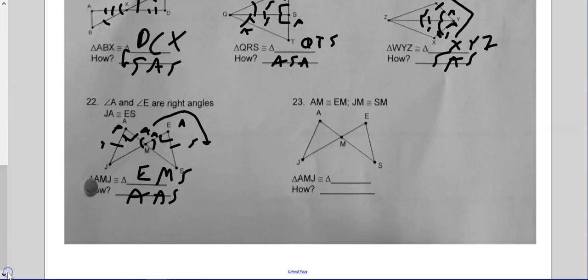Last one. We are given AM is equal to EM. So we mark those. We're also given that JM is equal to SM. Notice these are the same shapes. What can we mark that's not marked yet? Vertical angles. Which gives me what rule? SAS. And if I have AMJ, well, we already know that, right? It's EMS again.